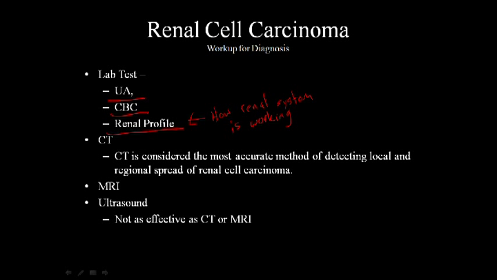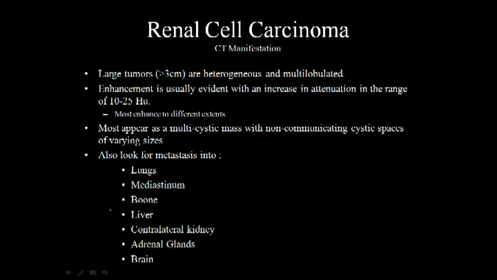Okay, CT is considered the most accurate. So that's something that we have going for us, is that it's the most accurate method of detecting local and regional spread of renal cell carcinoma. MRI and ultrasound, but usually CT and MRI are going to be what you're looking for. Ultrasound will really detect what kind of blood flow these lesions have, and it's very, very good, but it's not as good as CT and MRI in the grand scheme of things.